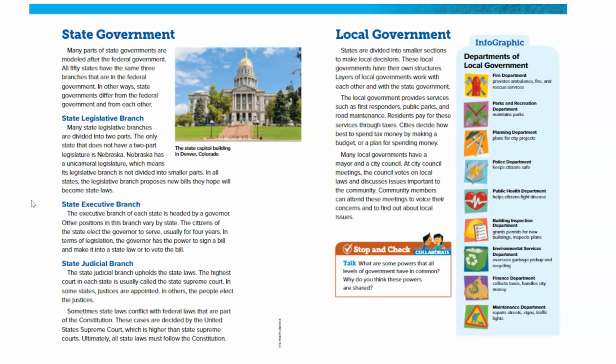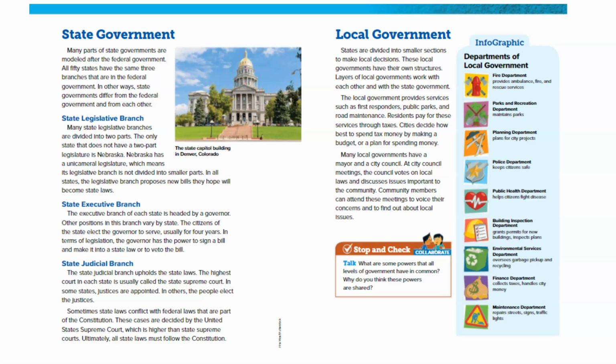The executive branch of each state is headed by a governor. Other positions in this branch vary by state. The citizens of the state elect the governor to serve, usually for 4 years. In terms of legislation, the governor has the power to sign a bill and make it into a state law or to veto the bill.